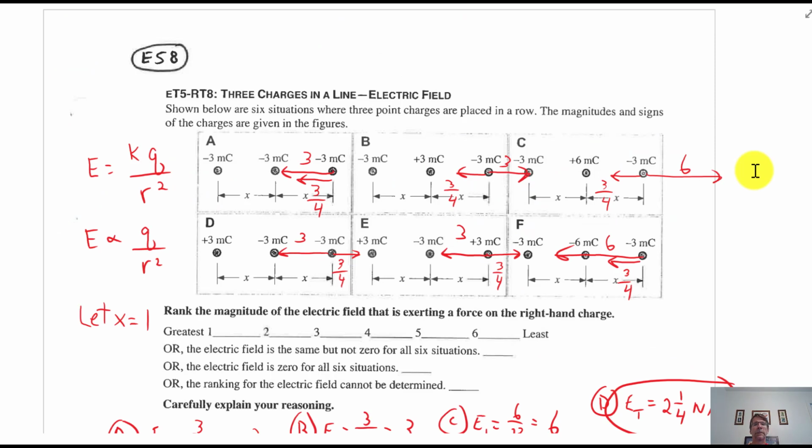All right, number 58, electrostatic fields. Here's an interesting one. We have 3 collinear charges, 3 charges in a line. Now we're asking for the electric field at the location of the right-hand charge. Rank the magnitude of the electric field that is exerting a force on the right-hand charge. So what you have to do in this problem is basically ignore that right-hand charge. You're looking for the field that is there. The other 2 charged particles have interacting fields, but I'm just showing you the vector nature of the field at that location.